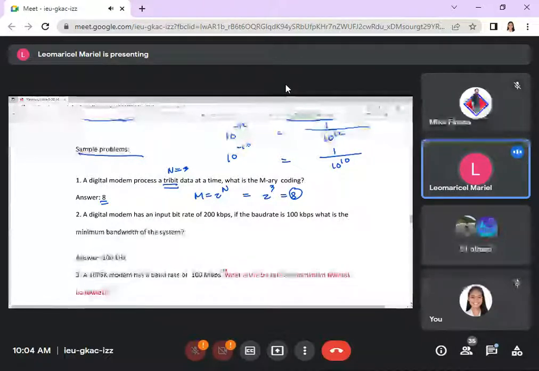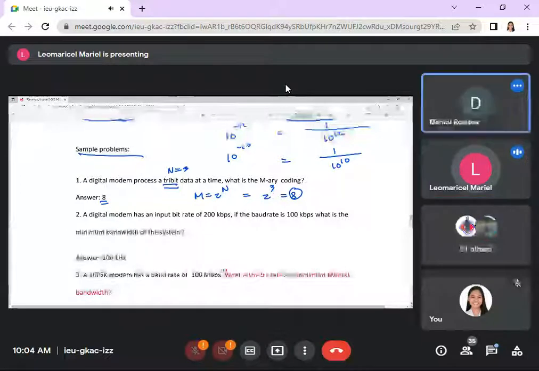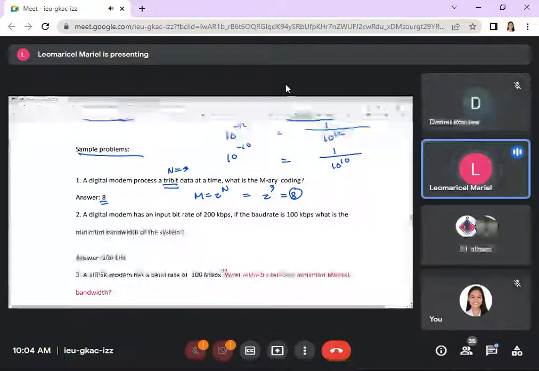Gets? Nasundan? Yun lang ha. Nasa formula lang yon. Yung M is a number of possible combination. Okay? So let's continue. Problem number 2.